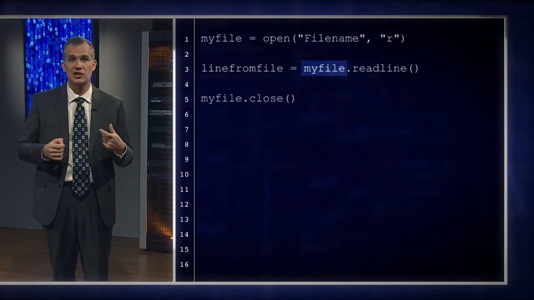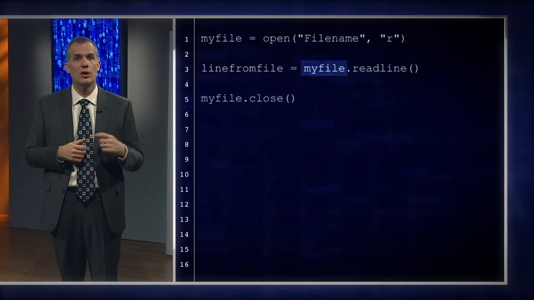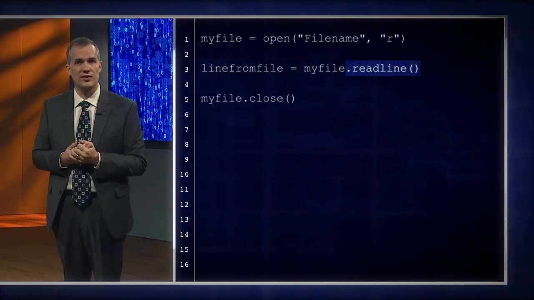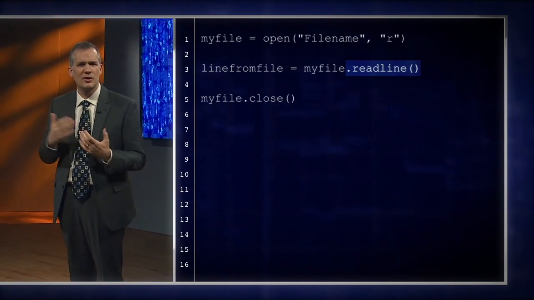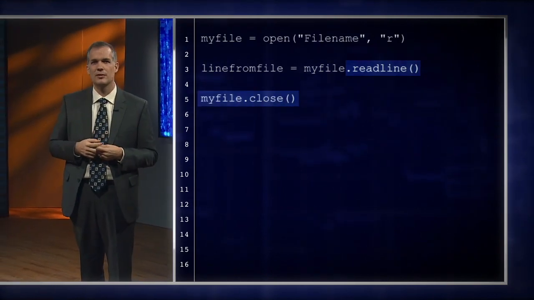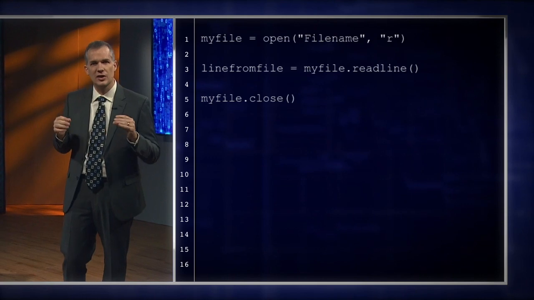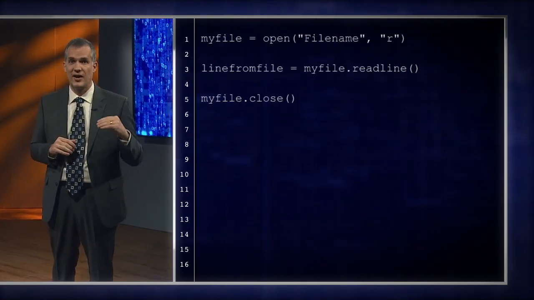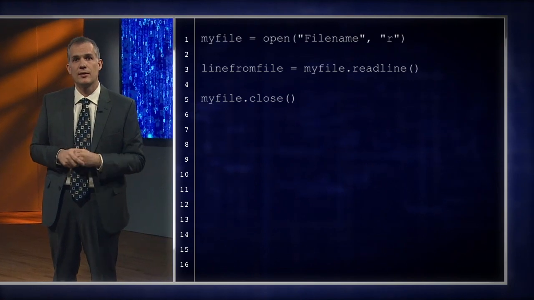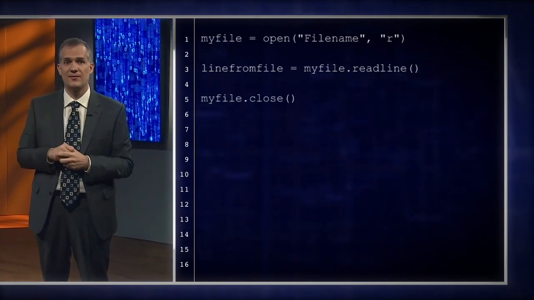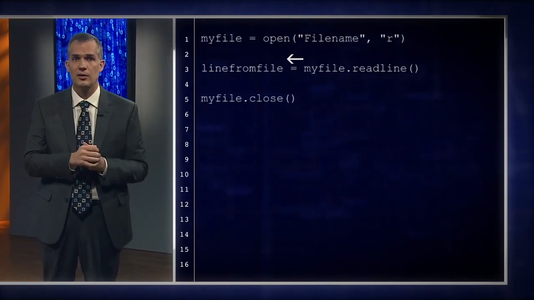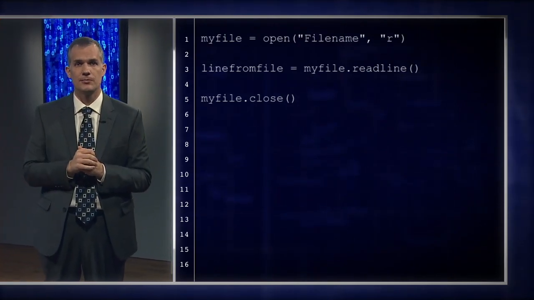Then we use the notation similar to what we've seen before. We have a period, then the keyword readLine, followed by parentheses. Notice how close this is to the close command. So, if you look at the code you see here, it's going to first open a file named filename for reading. Then it reads the first line of that file and puts that string into the variable line_from_file. It then closes the file.